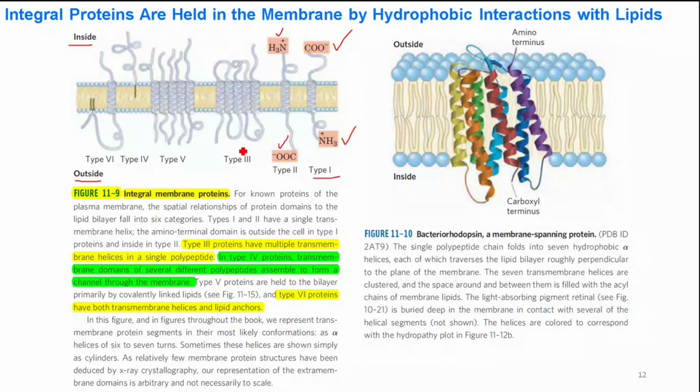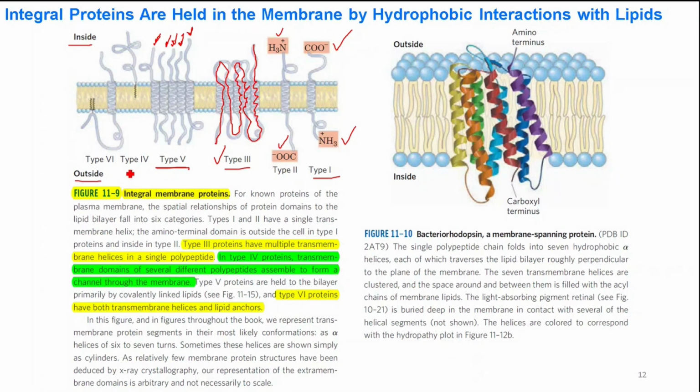In type 3 protein, one single molecule of the protein spans through the membrane several times. This is type 3 membrane protein. In type 5, we will follow this numbering, different molecules of the same protein span through the membrane and lie next to each other. This makes the type 5 membrane protein.